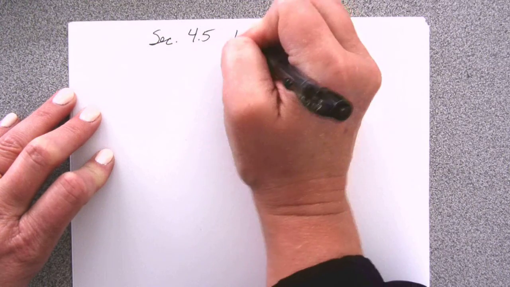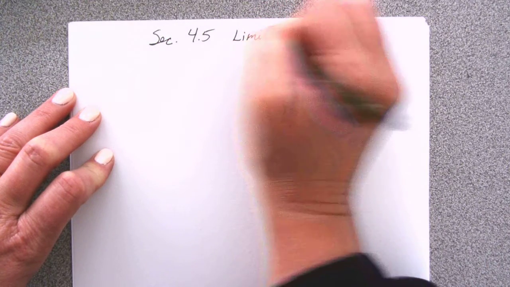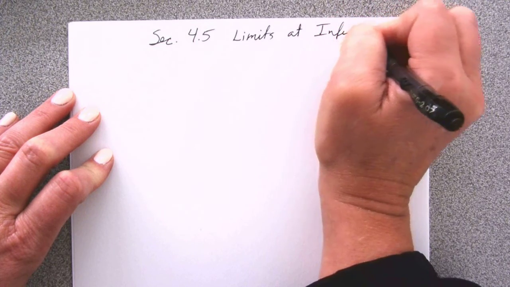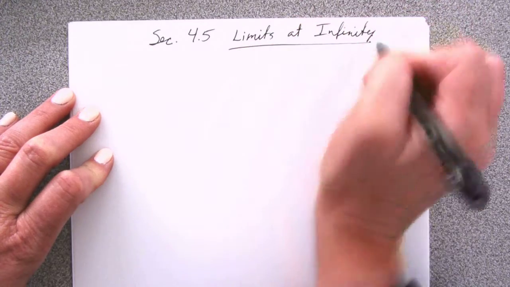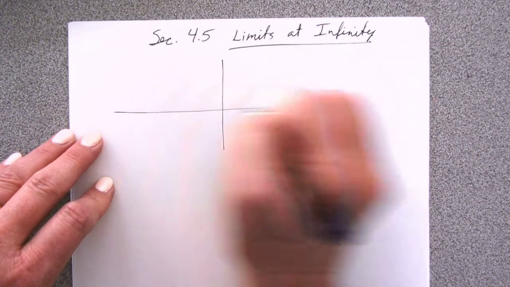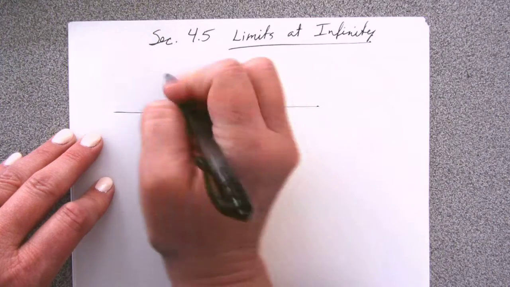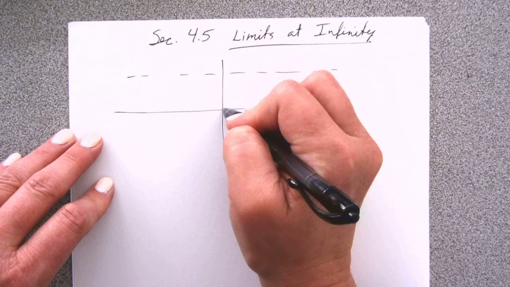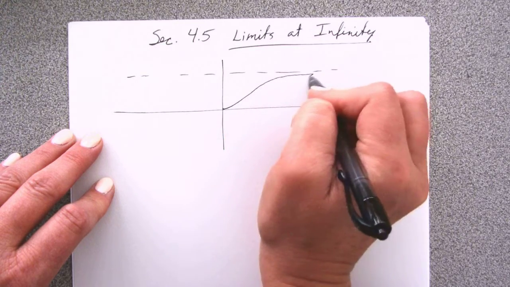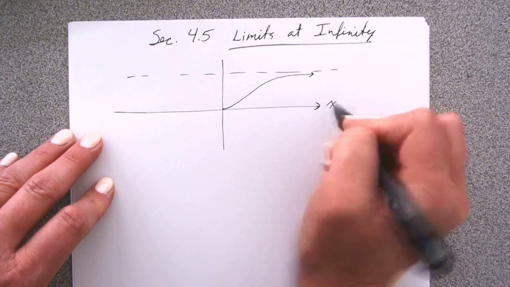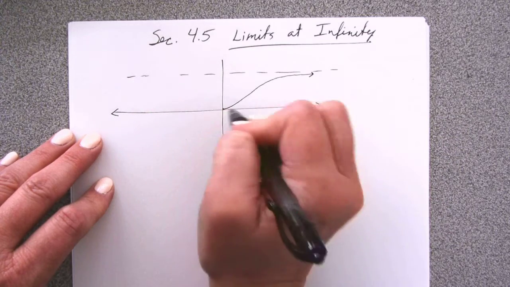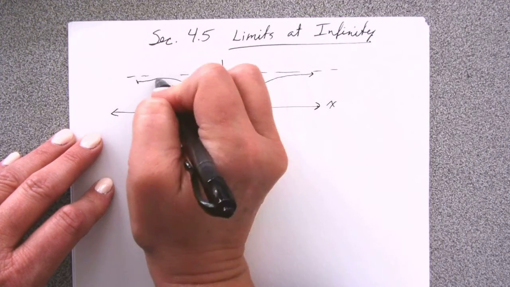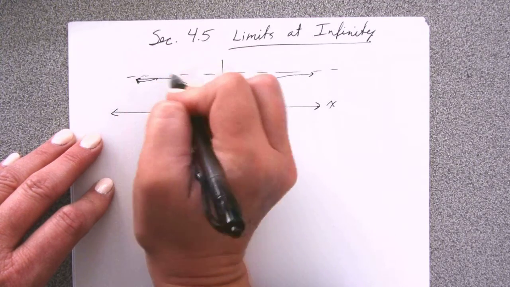So we're going to be looking at limits at infinity. For example, if we have a horizontal asymptote, and we have a graph that approaches that as x gets really large or as x gets really small, it comes and gets close to that asymptote, but it never touches it.